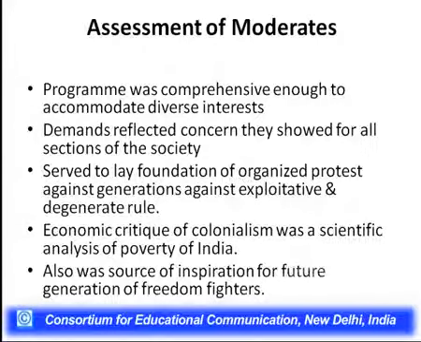As you can see on the screen as well, they laid the foundation of organized protest against the exploitative and degenerate rule of the British, and their economic critique of colonialism was a scientific analysis of the poverty of India. They were also a source of inspiration for future generations of freedom fighters. So when you try to assess the moderates, we see that they were quite scientific and rational in their approach, and the demands they put forward were such that they could be accepted by the British, and many of those demands were in fact accepted by the British as well.